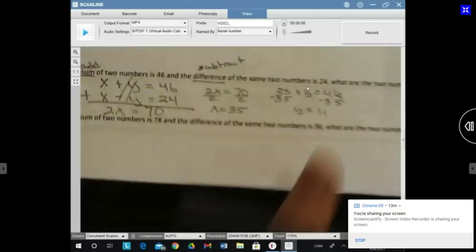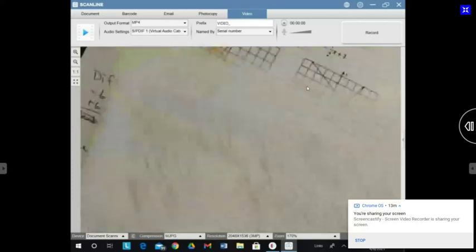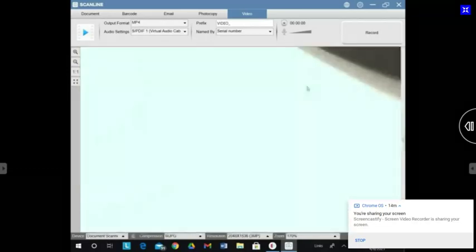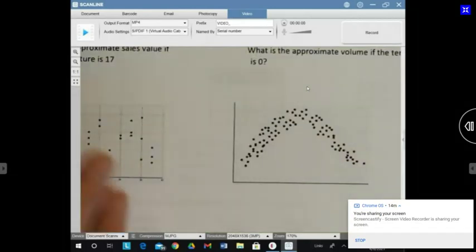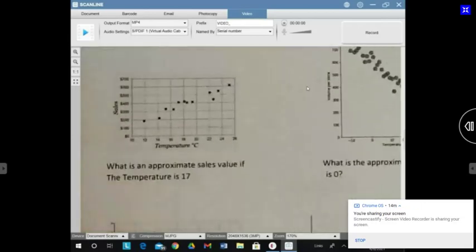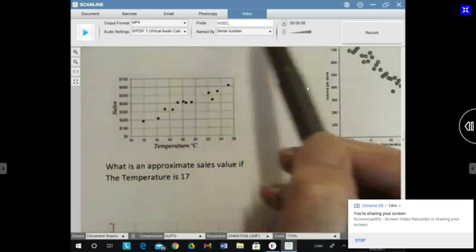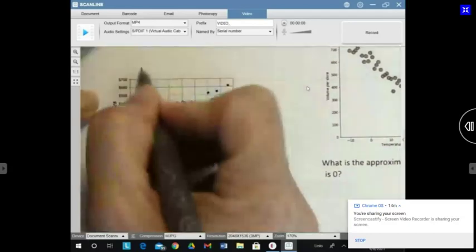All right, let's go to the back. You should be good on all of these because we just finished these, didn't we? If I look at my first graph, determine: is it a positive, negative, no correlation, non-linear? What would you say this one is? Okay, so I'm going to write positive on this one.